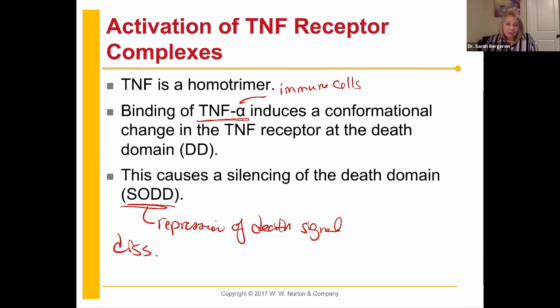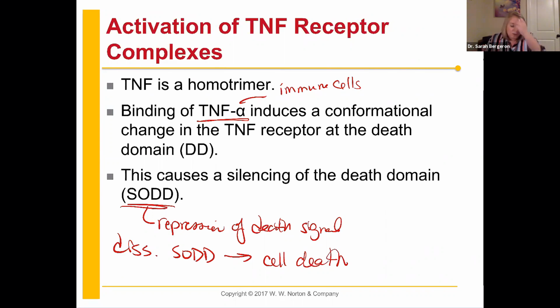If you disassociate SOD, which is the silencing of death domain, right, then you would go through the process of cell death. So if you disassociate SOD, you would go through cell death. So you have these two alternative pathways that could happen. And it all depends on which proteins are more prevalent. Do you have those anti-apoptotic, like the silencing of death domain proteins, or not?